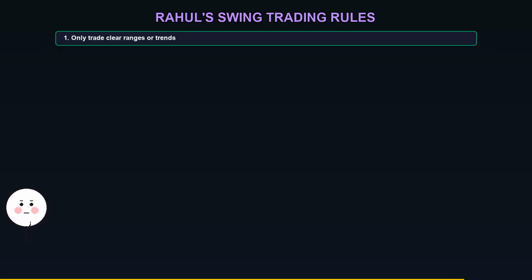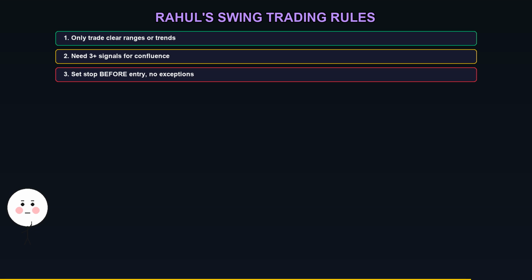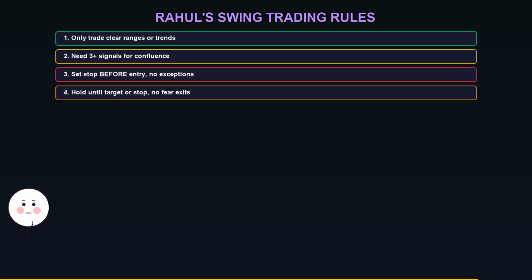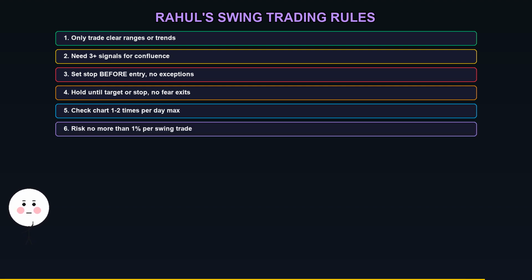Rahul's swing trading rules. 1. Only trade stocks in a clear range or trend. No choppy charts. 2. Always need 3 signals or more for confluence. 3. Set your stop before you enter. No exceptions. 4. Hold until target or stop. No early exits because of fear. 5. Check the chart once or twice a day maximum. 6. Risk no more than 1% per swing trade.